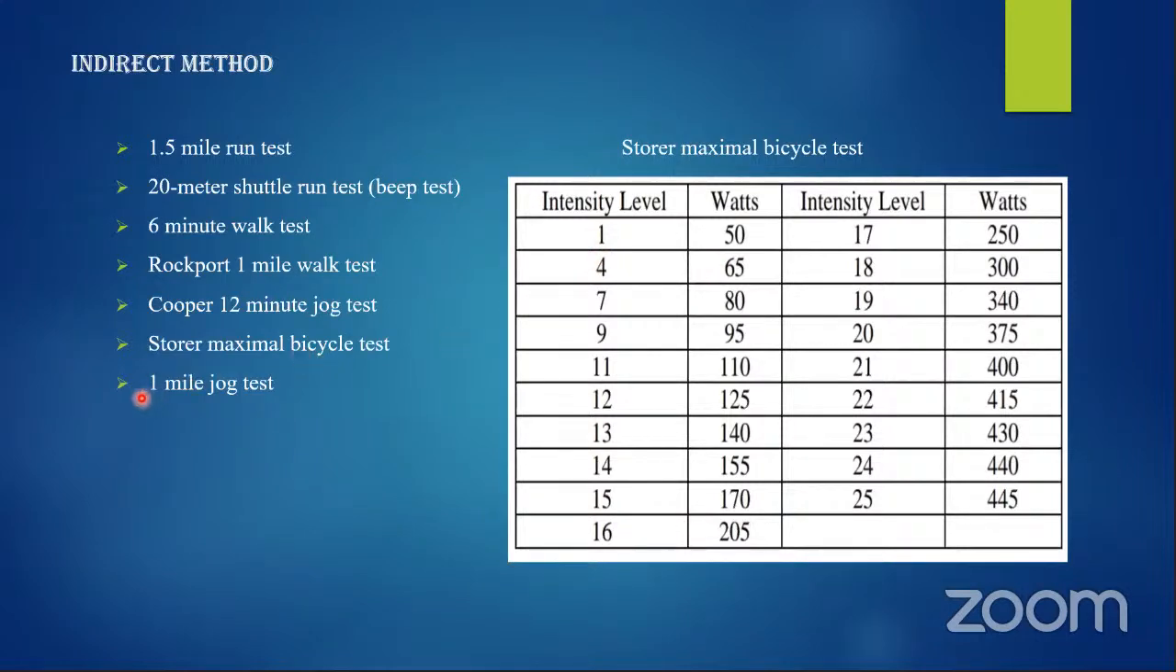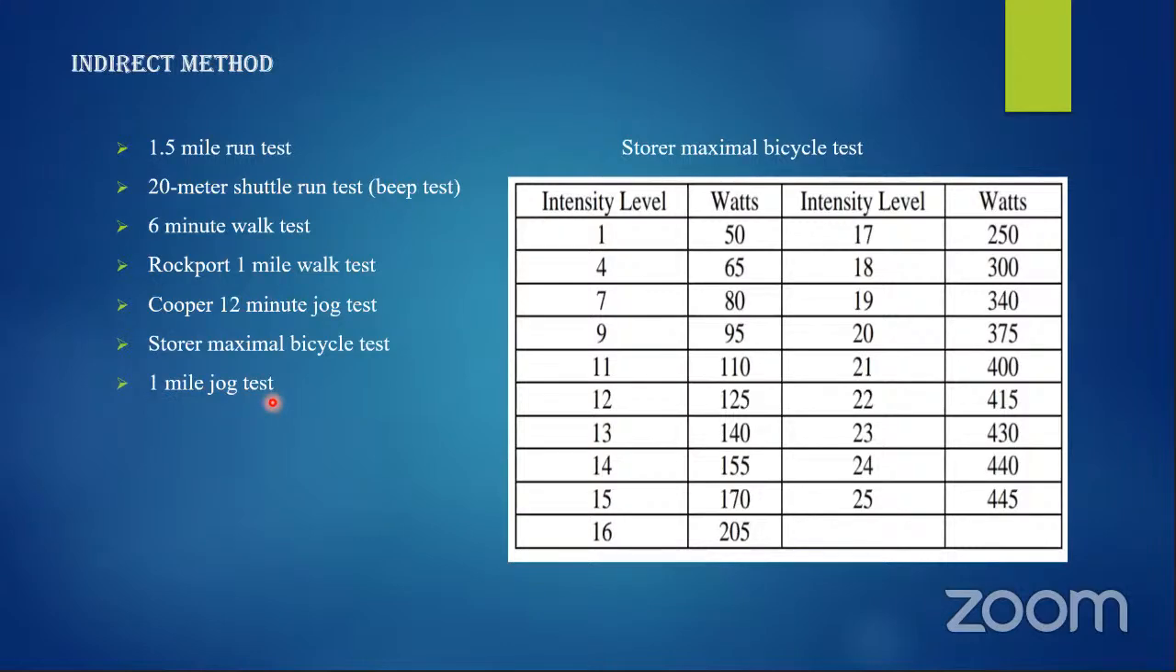Next comes the 1 mile jog test. So in this, the client is instructed to jog for 1 mile, and the therapist has to note down how much duration the client has taken to complete the 1 mile. So with all these parameters such as time taken, distance covered, and other parameters like age, height, weight, heart rate, blood pressure, you can substitute this in specific formulas, and you can find the VO2 max of the patient.